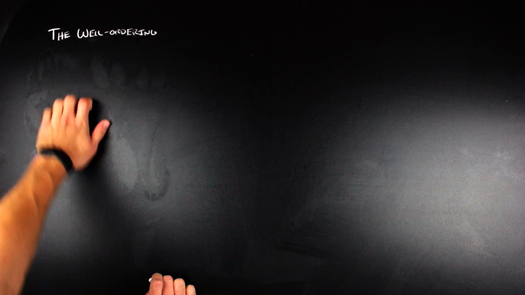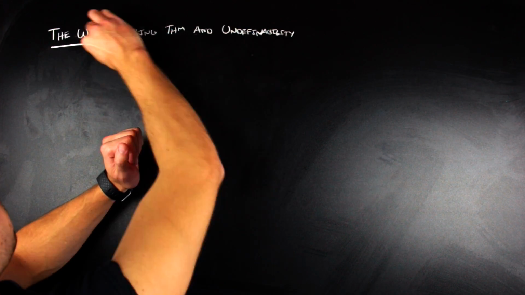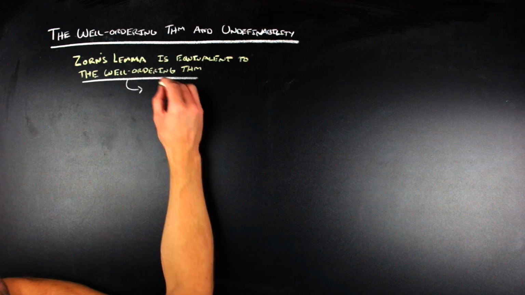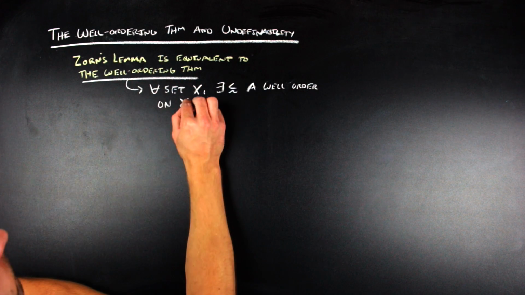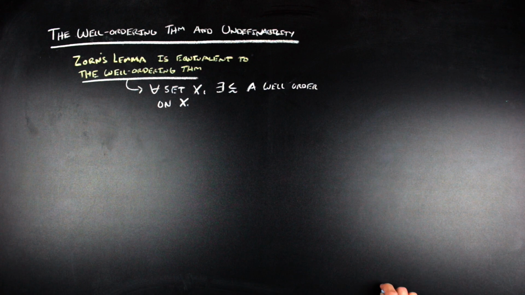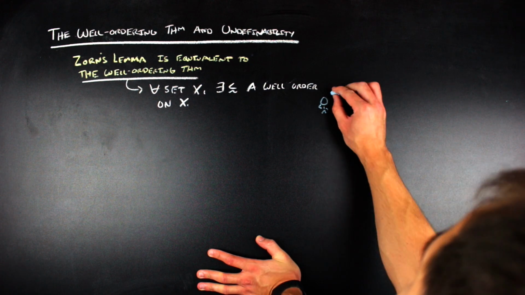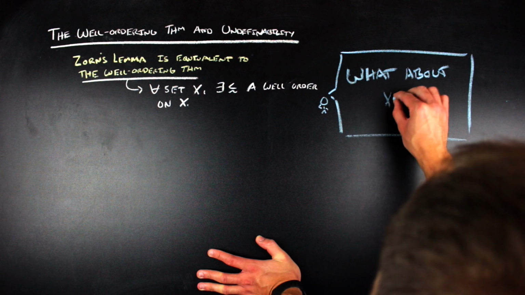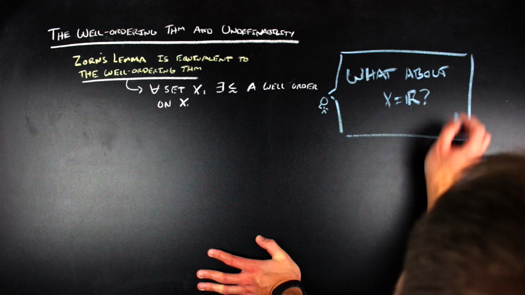So along with being equivalent to the axiom of choice, Zorn's lemma can also be shown to be equivalent to the Well-Ordering Theorem. And so the Well-Ordering Theorem says that no matter what set you give someone, they should be able to put a well-ordering on that set. So a natural thing to ask is, well, what about the real numbers? People use the real numbers a lot. Can we put a well order on the real numbers?